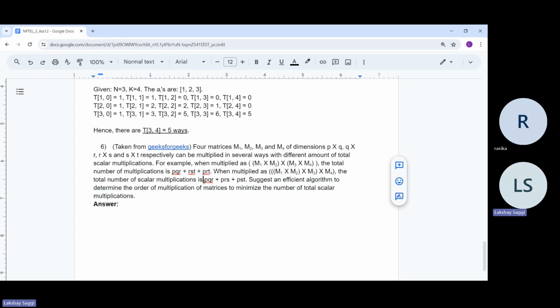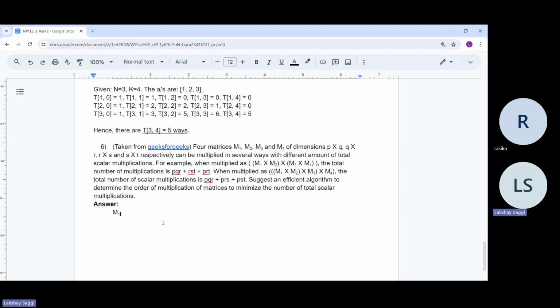The total scalar multiplications here was something like this. So now suppose in the matrices we are given their dimensions. So we are given 4 matrices and their dimensions, and then we want to minimize the number of total scalar multiplications. How do we find an algorithm for this? So I hope the problem is clear. And now maybe I myself will give you guys a high level idea of how to do this.